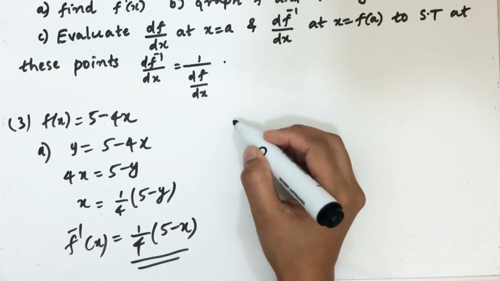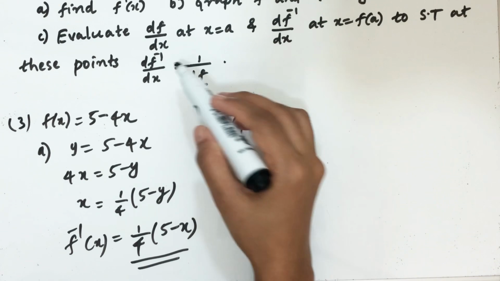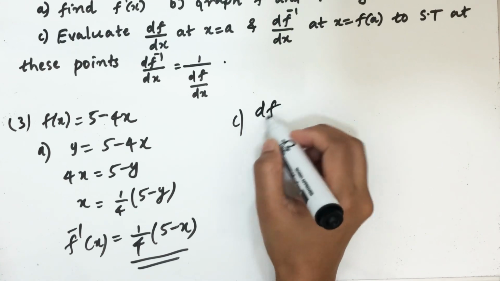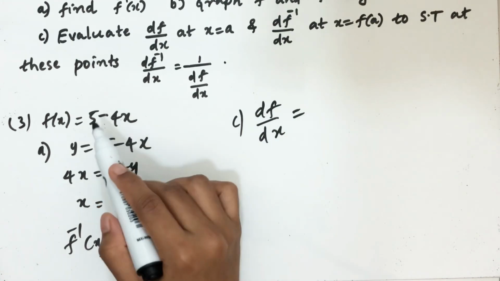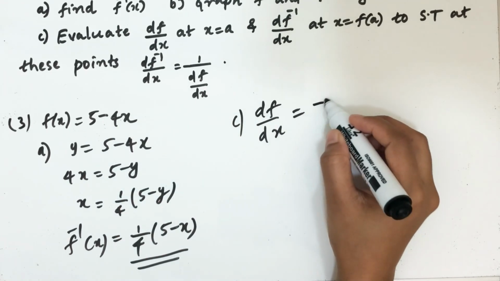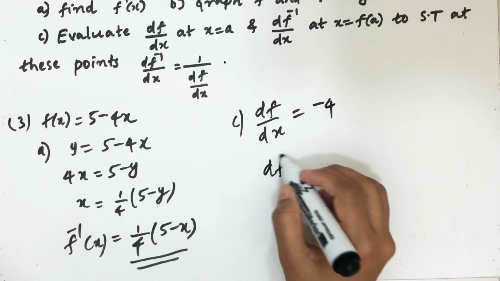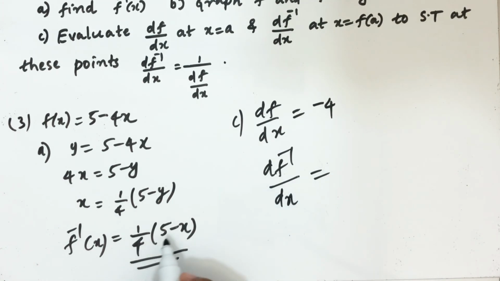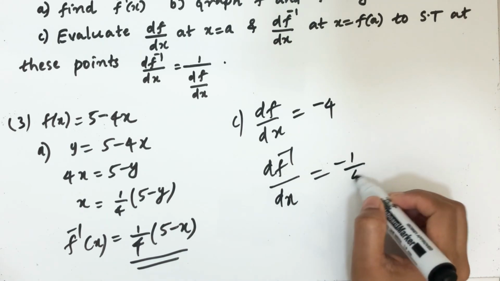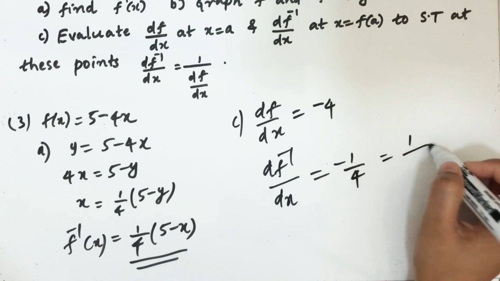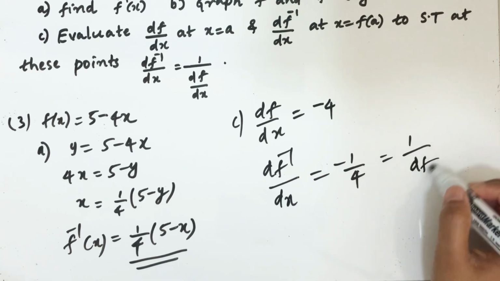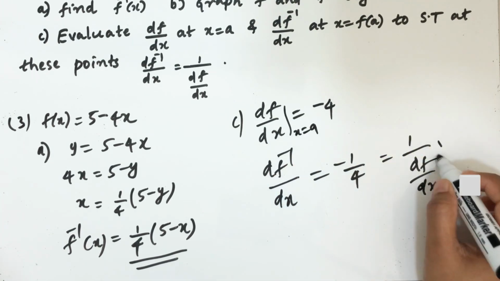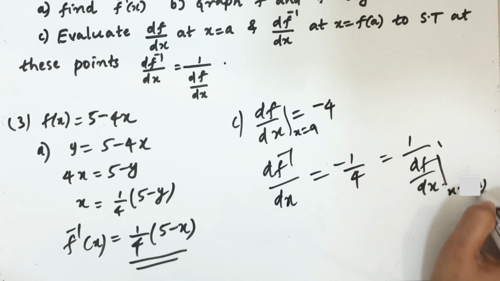Now we can draw later. C part. Evaluate df by dx and df inverse by dx at x is equal to a and f of a respectively. So df by dx is equal to d by dx of 5 minus 4x, that is minus 4, and df inverse by dx is equal to d by dx of 1 by 4 into 5 minus x, that is minus 1 by 4. So clearly they are reciprocal of one another. 1 by df by dx. Here df by dx at x is equal to a, and df inverse by dx at x is equal to f of a.